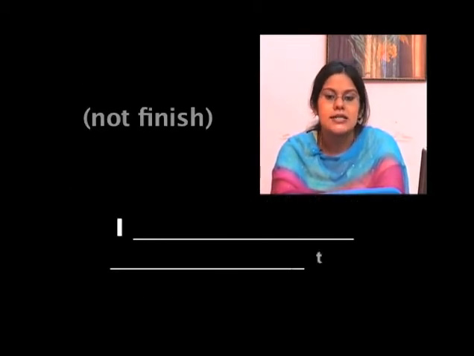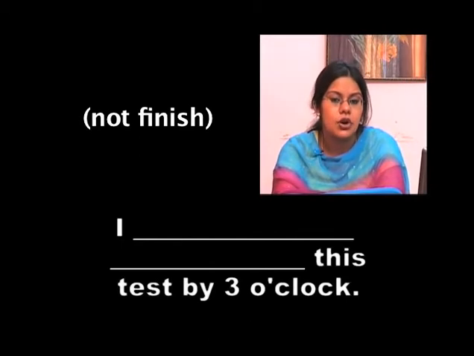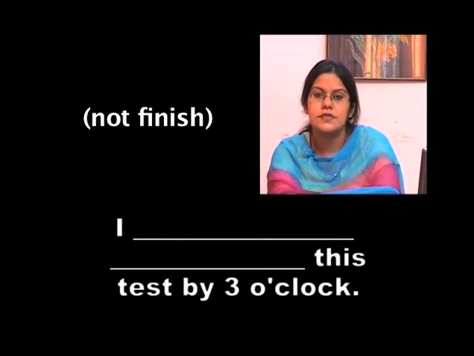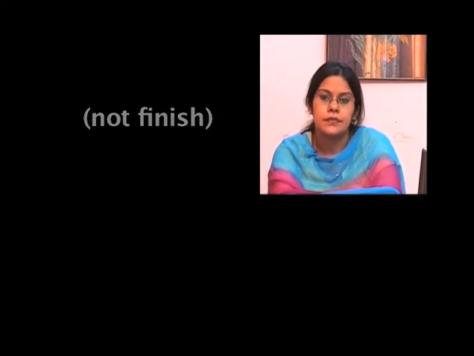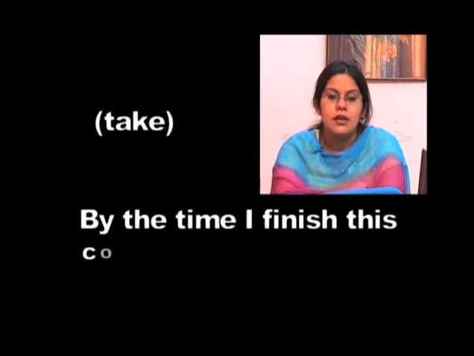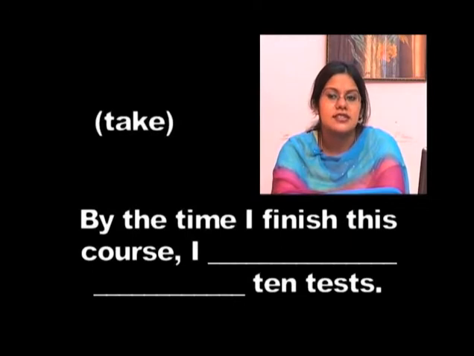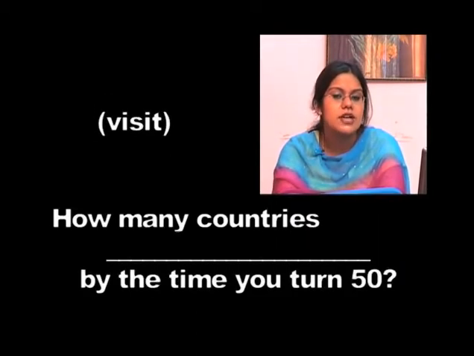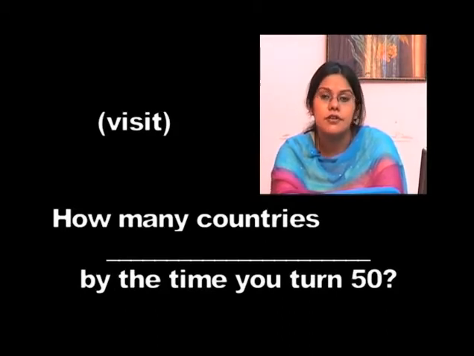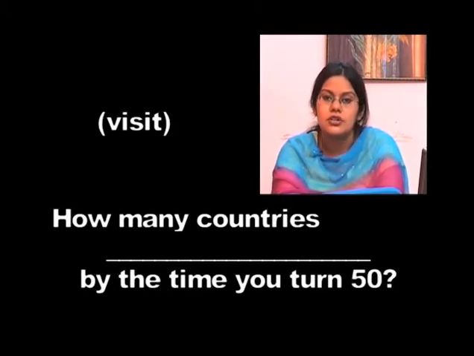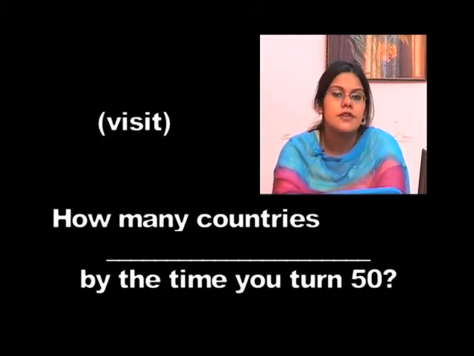Next, I dash this test by 3 o'clock. The verb is not finish. Negative statement. Next, by the time I finish this course, I dash 10 tests. The verb is take. Next, how many countries dash by the time you turn 50? It's a question. The verb you can use is visit.